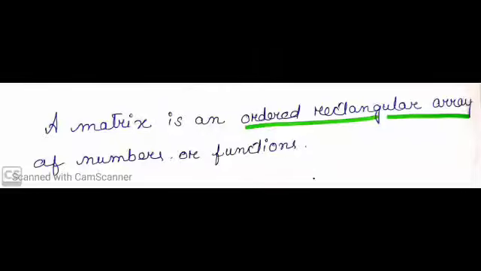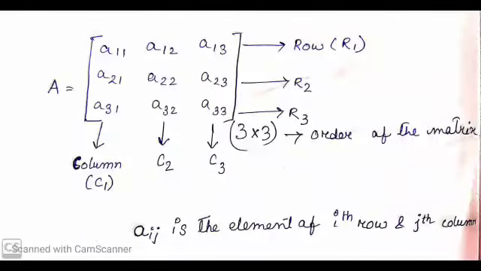A matrix is an ordered rectangular array of numbers or functions. Ordered means a pattern, an already set pattern, and array means arrangement. We denote a matrix by a capital letter and the elements of the matrix are denoted by a small letter. See, here I have written one matrix and it is denoted by capital A, and the elements of the matrix are denoted by small a.